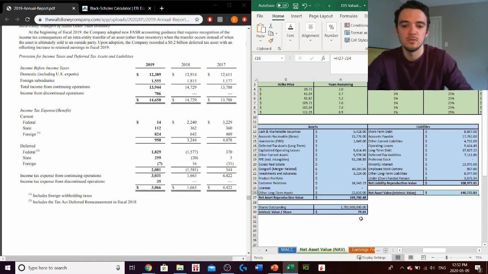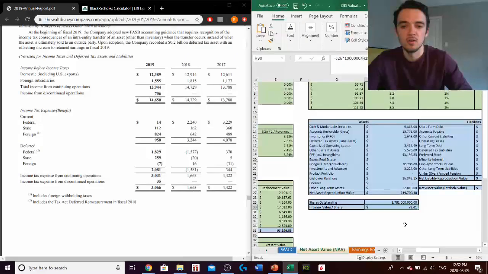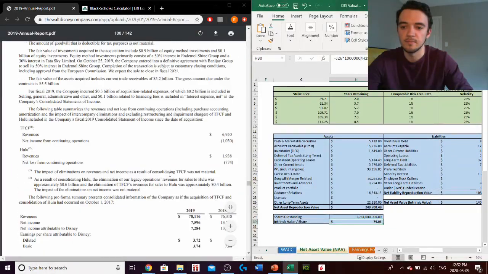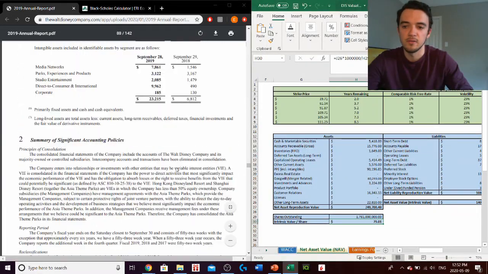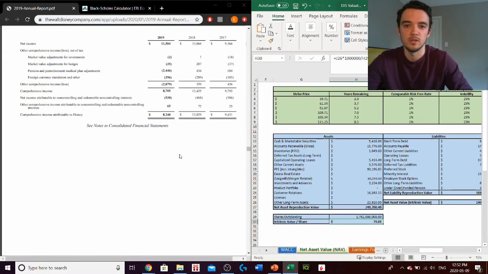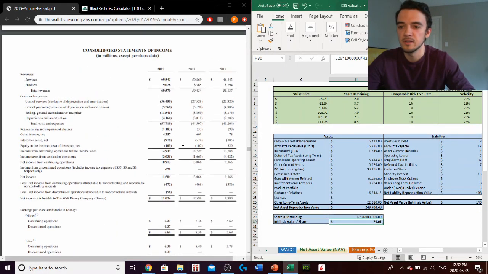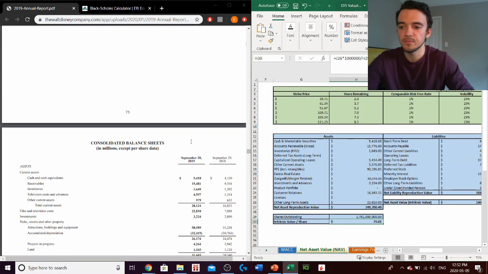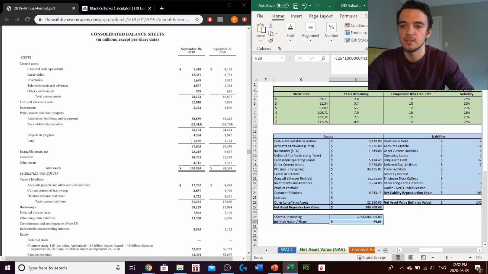And from there, you divide that by the number of shares outstanding to get the intrinsic value per share based on net asset value. So we can take a look here, and I'll show you where I got all these variables from. Everything I pull is from financial statements, so you're going to have to get really comfortable reading and looking at these. So here we go, the consolidated balance sheets.